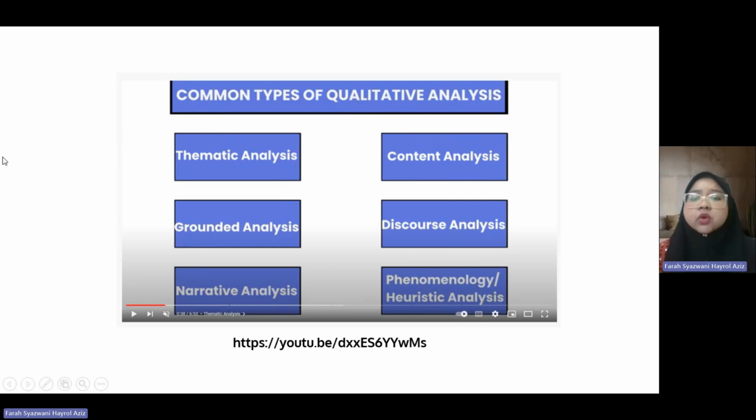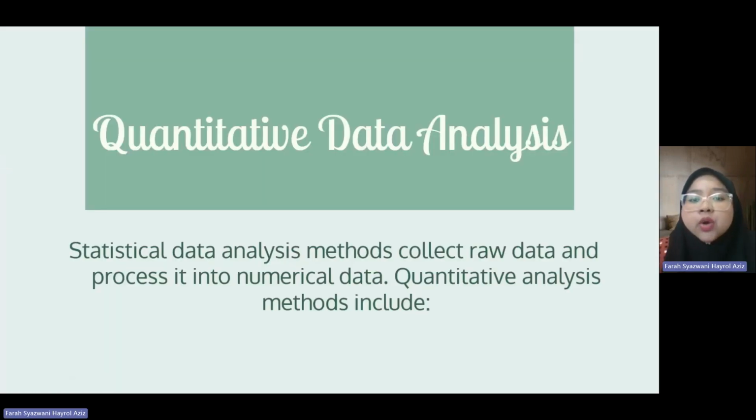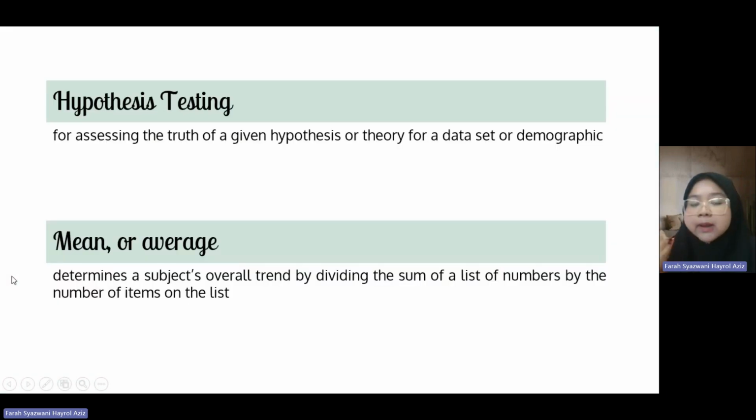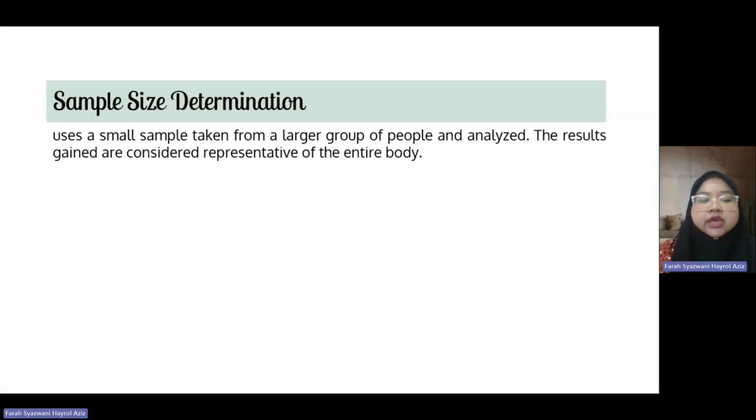Continuing, we are now going to see quantitative data analysis. The definition of quantitative data analysis is a statistical data analysis method that collects raw data and processes them into numerical data. Quantitative analysis methods include hypothesis testing, a mean or average, and also, as a third one, sample size determination.